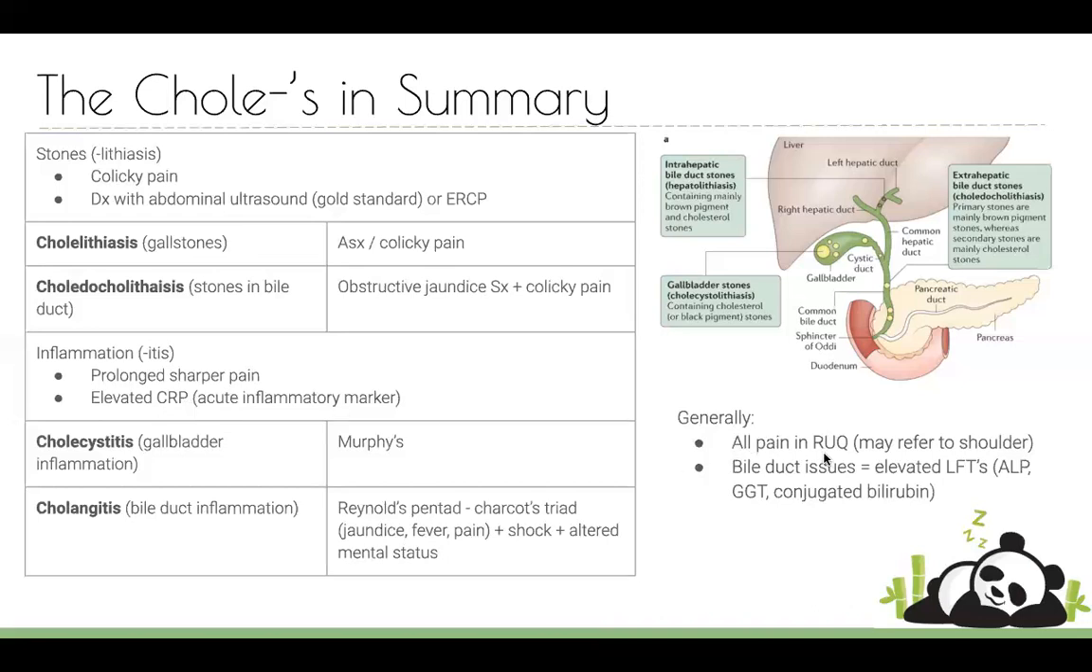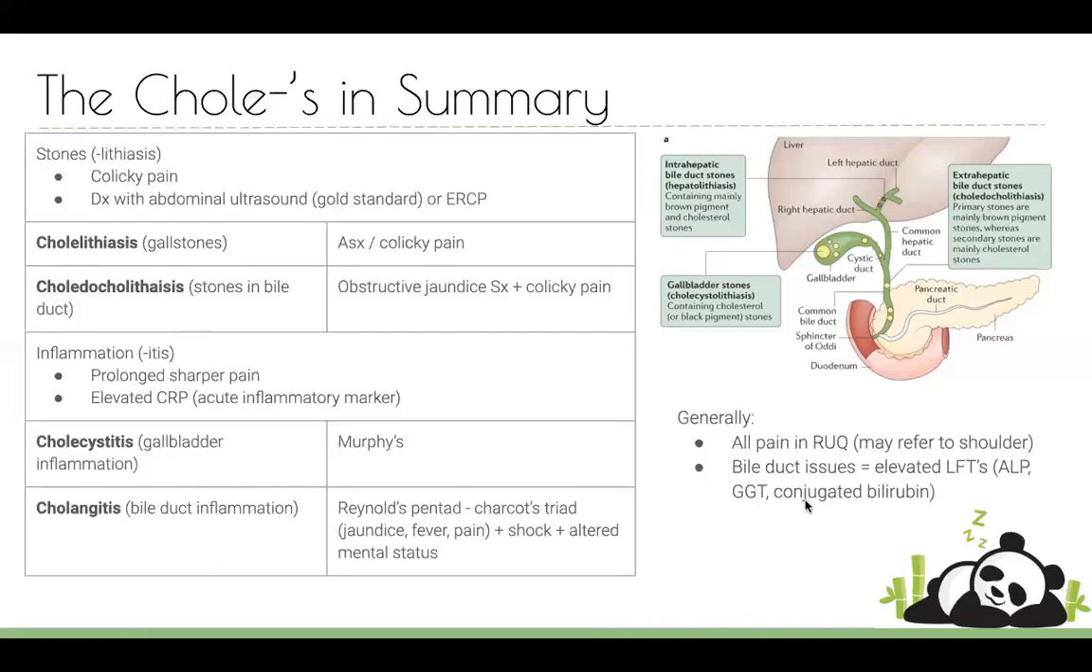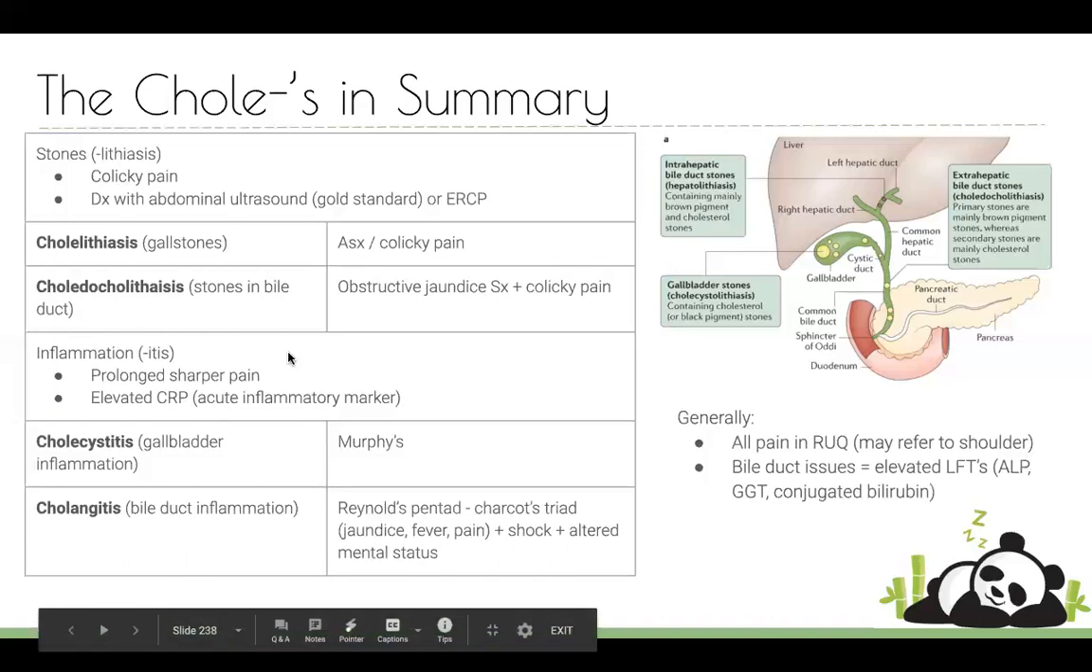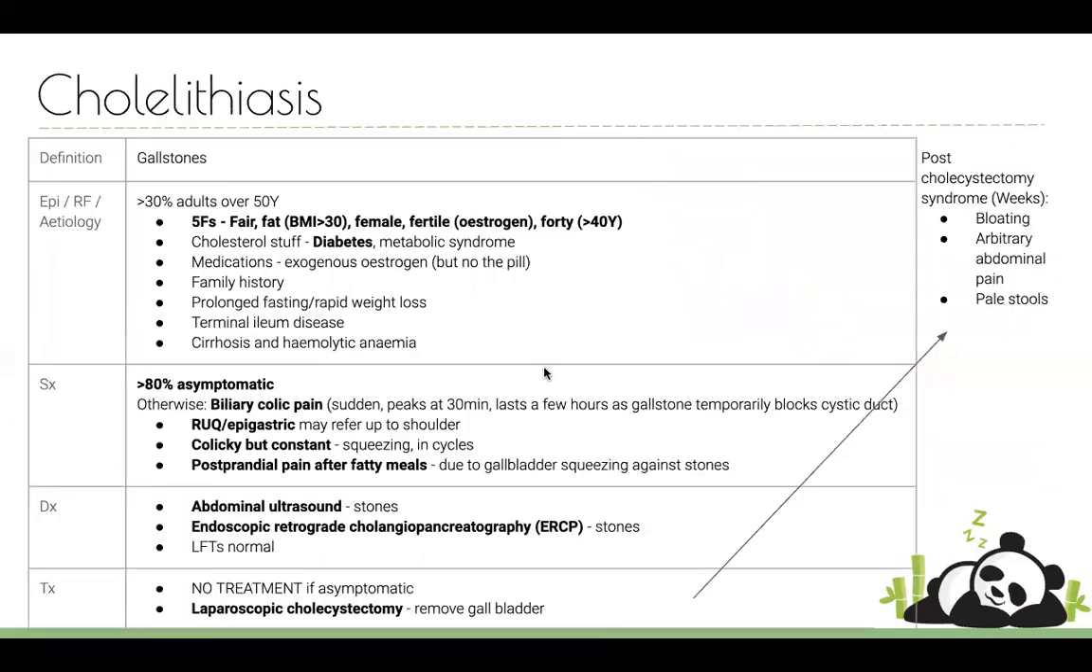All the pain is in the right upper quadrant. And bile duct issues, so choledocholithiasis and cholangitis, will give you elevated ALPs, GGTs, and conjugated bilirubin. So essentially, if you know this slide, you know the difference between all of these. If it's stones, you get colicky pain. If it's inflamed, you get raised CRP, you get sharper pain, and basically that's it. Let's go into a bit more detail now.